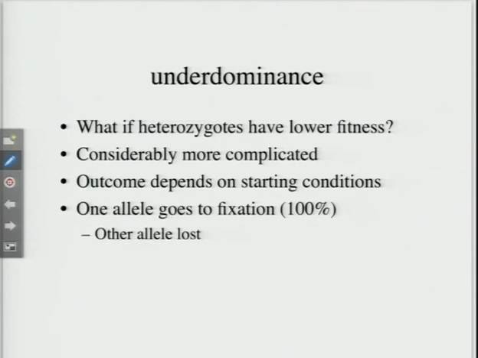Okay. Underdominance. What if the heterozygotes have lower fitness? Here the answer is a lot more complicated. And there are equilibrium conditions. There are stable outcomes. But what equilibrium condition you get depends on the starting allele frequencies and if there are little random departures from those starting allele frequencies. So one allele is going to go to fixation, 100% frequency, and the other one's going to be lost with underdominance, but you don't necessarily know right away which one. So with overdominance, you know both alleles are going to be maintained in the population at some intermediate equilibrium. With underdominance, you know that one's going to go away and the other one's going to stay, but it's harder to figure out which.